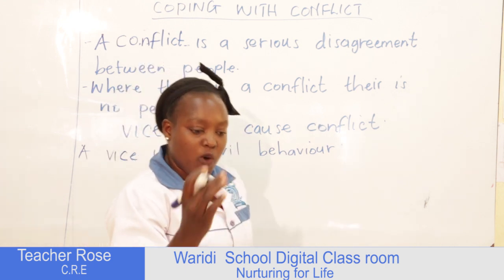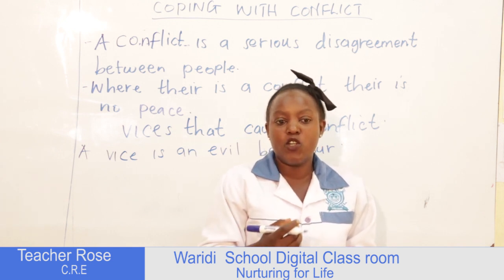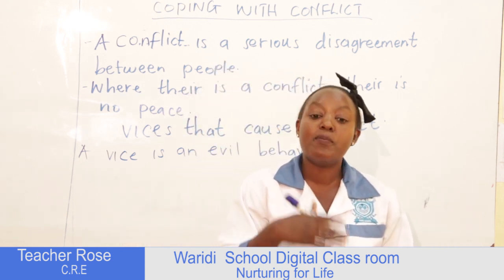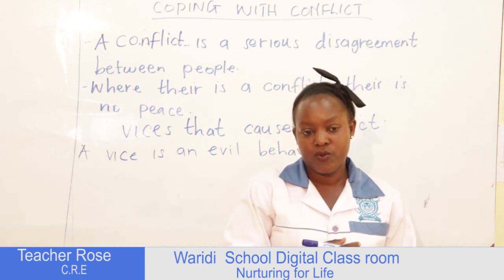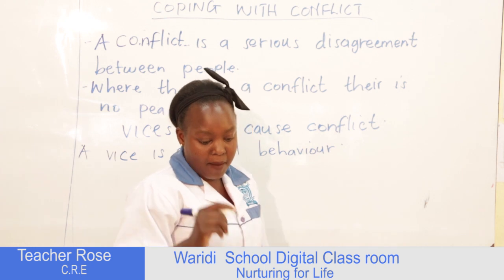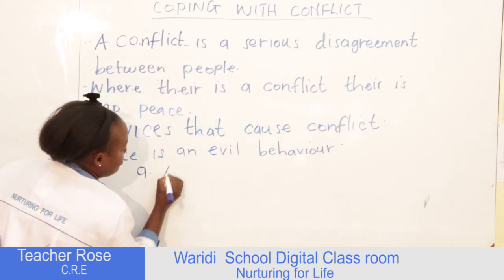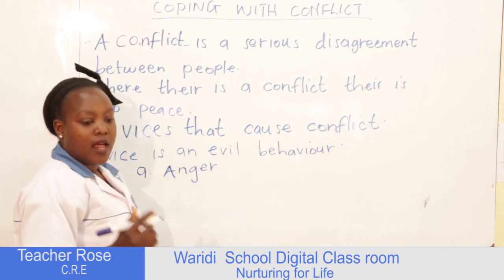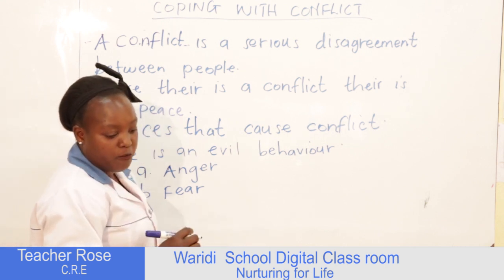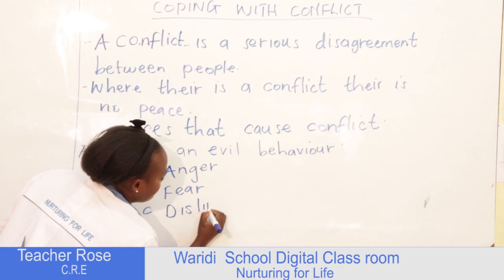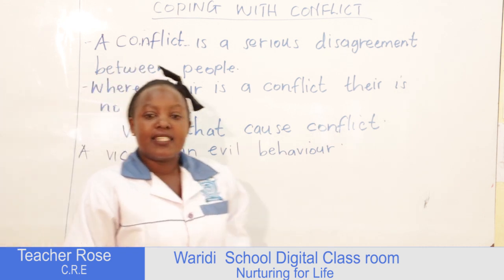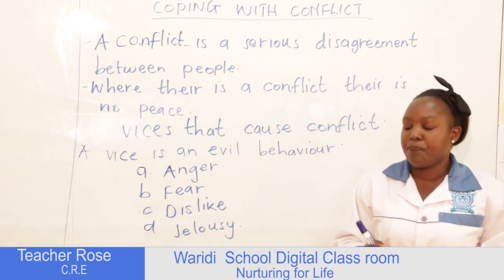When you are there at home or when you are at school, which evil behavior do you take that causes conflict between you and your teachers, between you and your fellow learners, or between you and your parent sitting next to you? I know you know better. But I'm going to mention for you some of the vices that cause conflict. Number one, anger. Number two, fear. Another vice that causes conflict, dislike. Another one we have, jealousy. These are some of the vices that cause conflict between you and people around you.